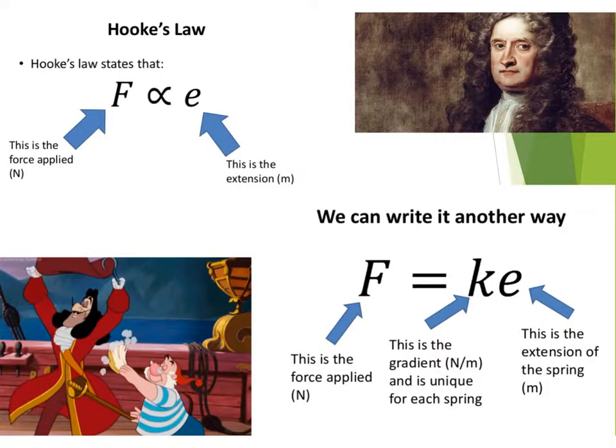So when we look at Hooke's law, we can see Hooke's law written in this form right here. F equals K times E. Now the F stands for the applied force, and this will be in units of newtons. The K is the gradient, and it's in units of newtons per meter. Now this is going to be unique to each form of spring used. And then the E is the extension of the spring, and this will be in meters.